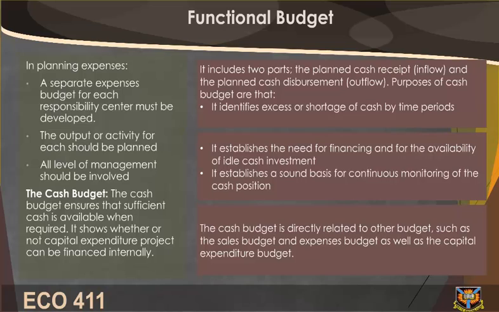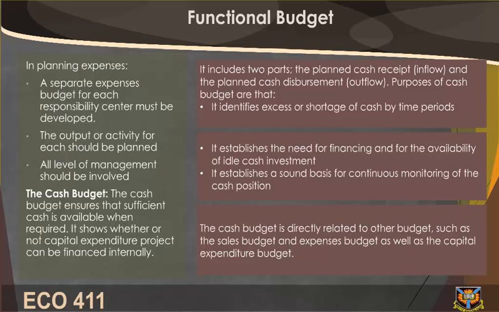The cash budget. The cash budget ensures that sufficient cash is available when required. It shows whether or not a capital expenditure project can be financed internally. It includes 2 parts: the planned cash receipt, inflow, and planned cash disbursement, outflow.